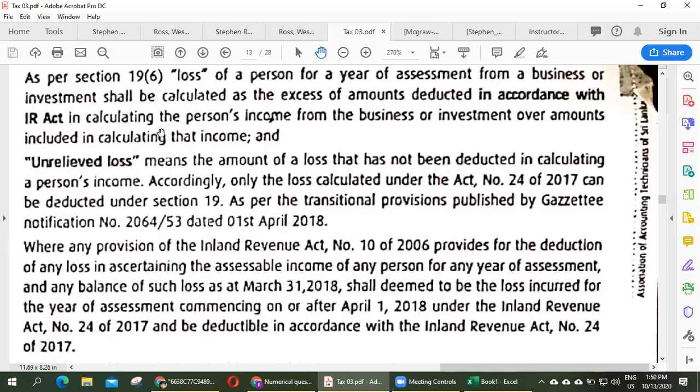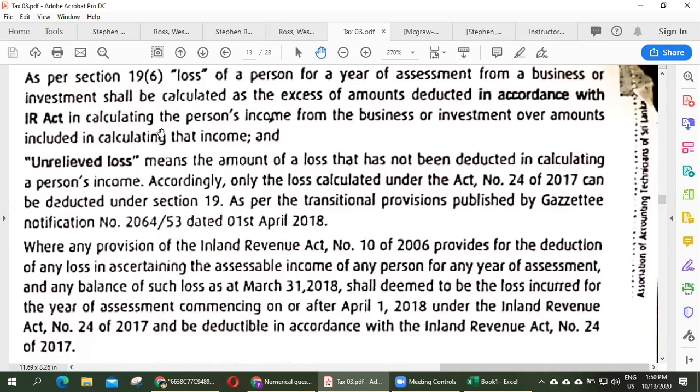Unrelieved loss means the amount of loss that has not been deducted in calculating the person's income. So in the earlier example, the actual loss was 2 million, but in that year we were able to deduct only the first 1 million. The next 1 million can be carried forward to the next year, so that 1 million can be deducted from next year's profit. Therefore he can reduce the tax payable to the government.